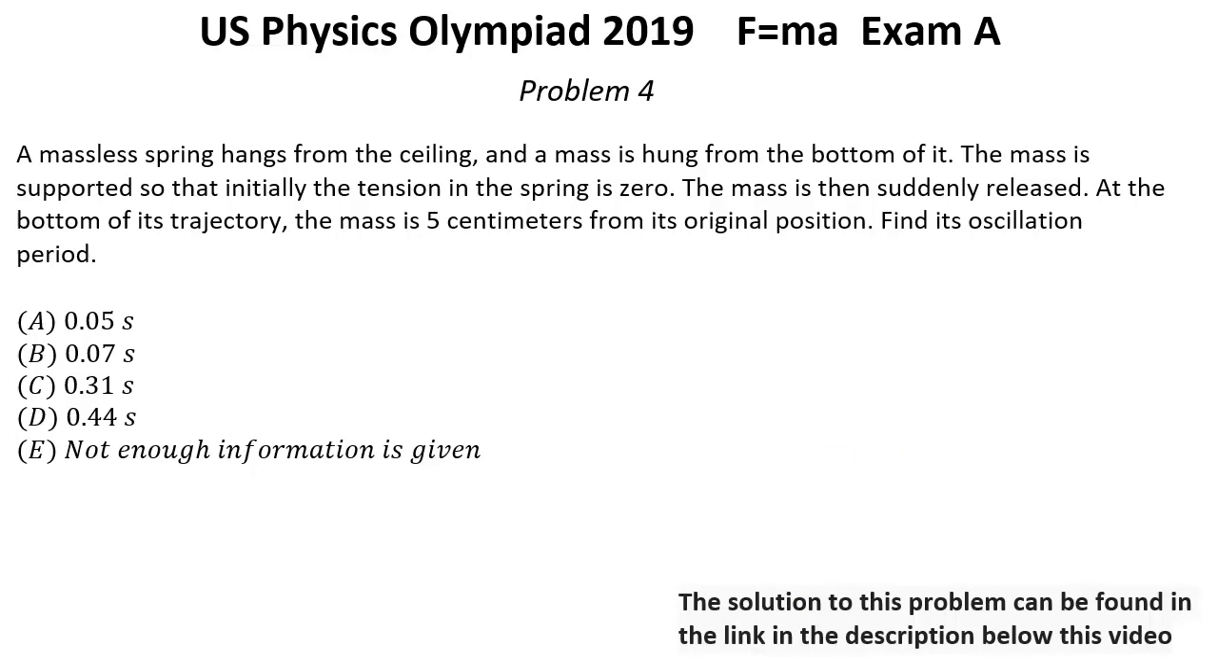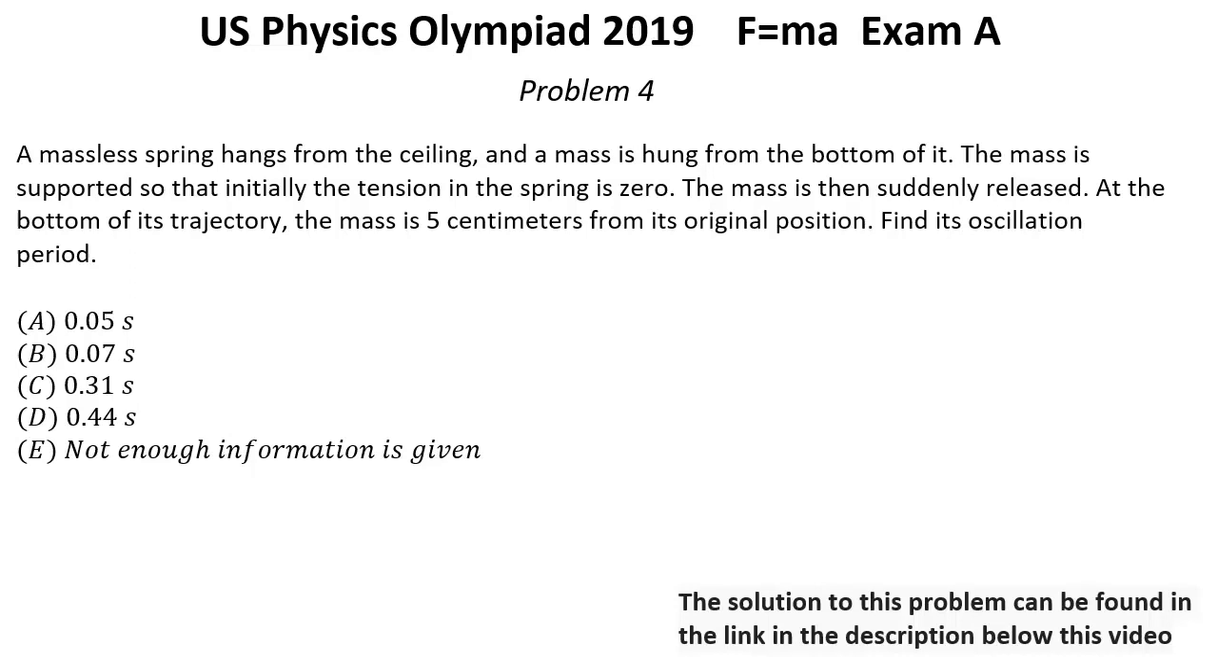Problem number 4. A massless spring hangs from the ceiling, and a mass is hung from the bottom of it. The mass is supported so that initially the tension in the spring is 0. The mass is then suddenly released. At the bottom of its trajectory, the mass is 5 cm from its original position. Find its oscillation period. Solution for problem number 4.